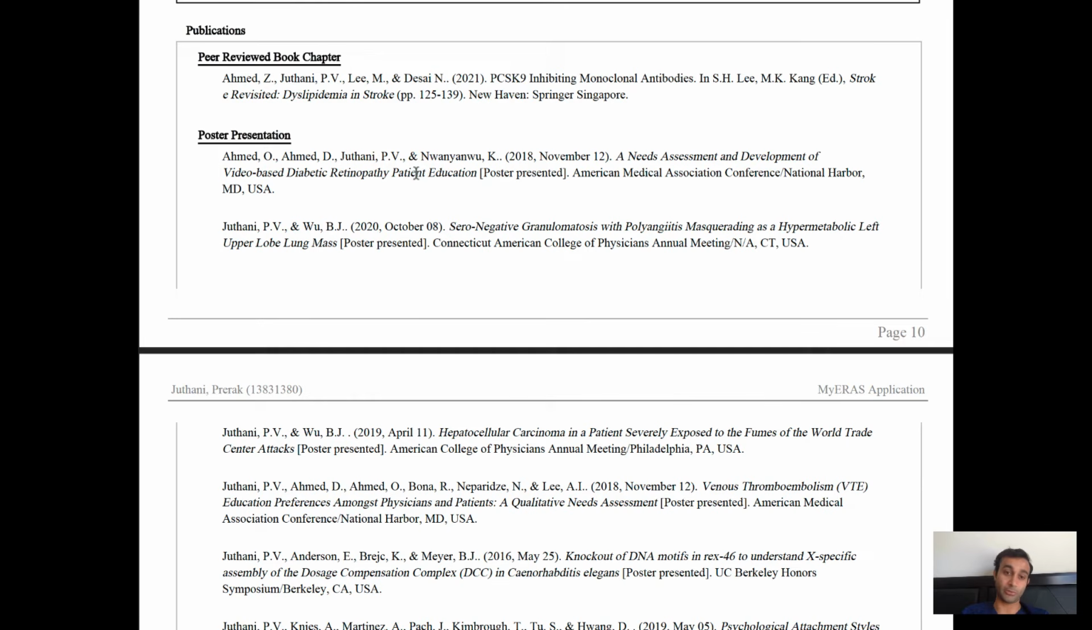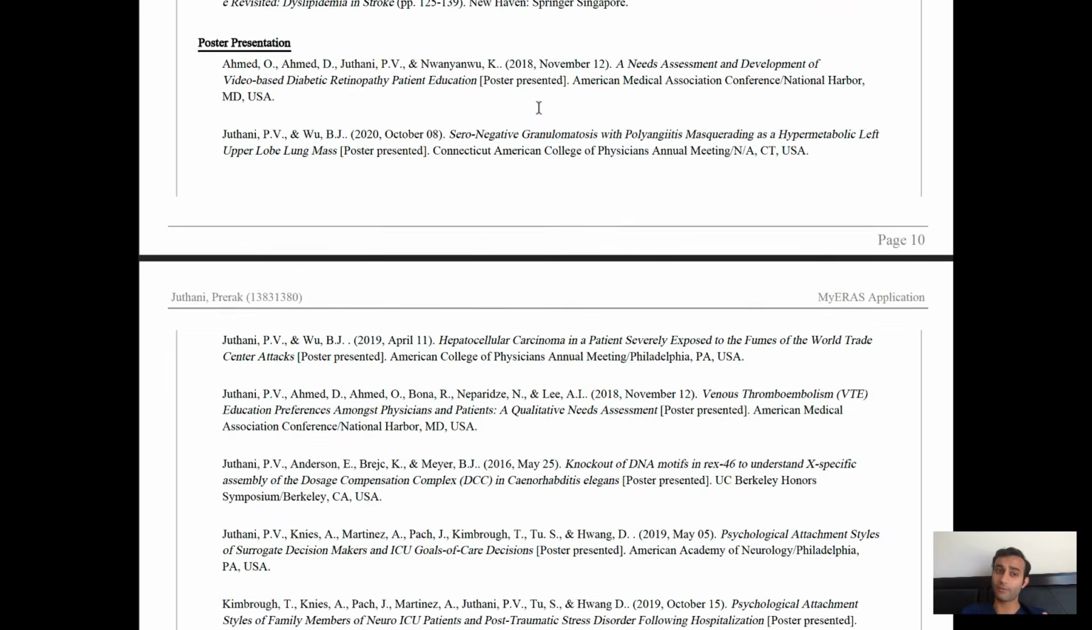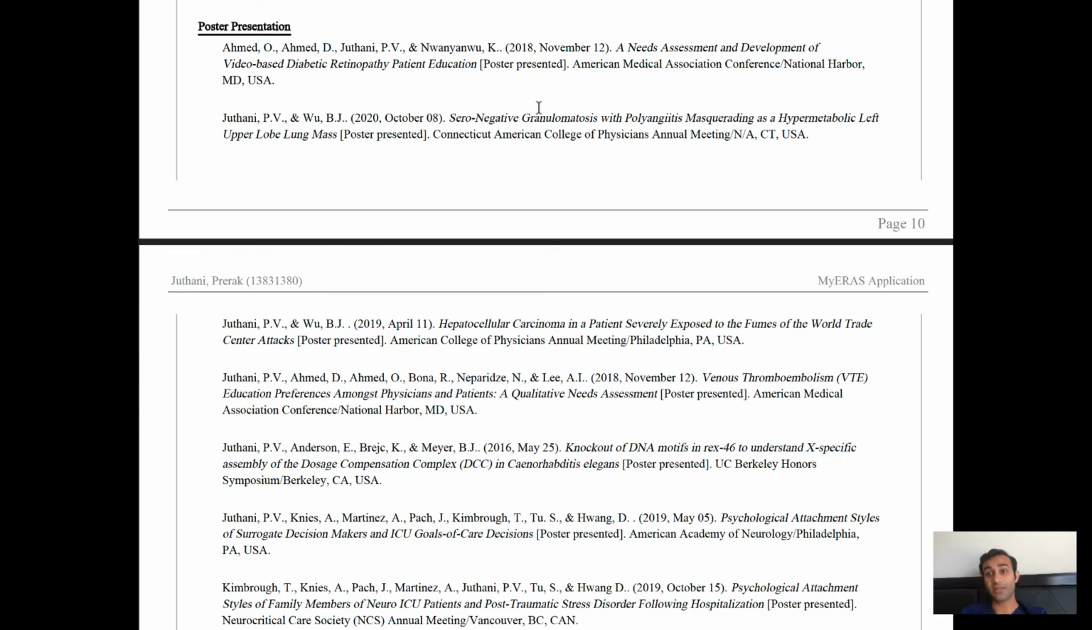So let's start with the peer-reviewed book chapter. I was lucky enough to write a book chapter that was eventually published in a stroke textbook. And so you can see here my name is mentioned right there. And you can also see the details of the citation. And then I actually had a lot of poster presentations. The way that this works is if you ever go to a conference and you present a poster, you're able to write down that poster presentation here as a sign that you did it, first of all. And this is also why going to conferences is very important.